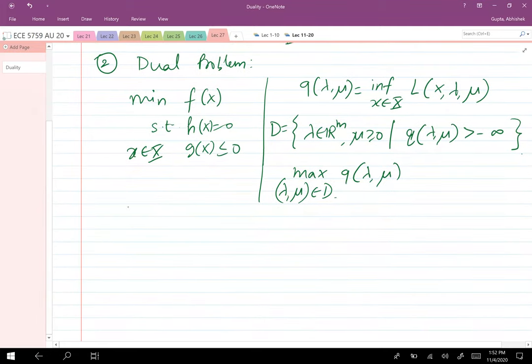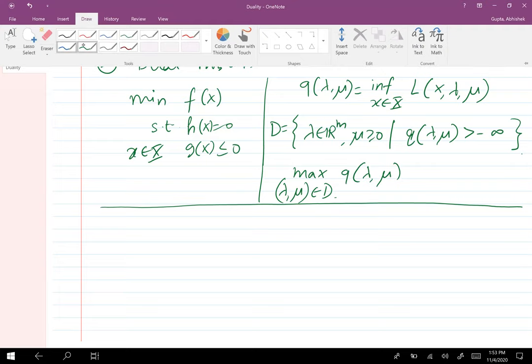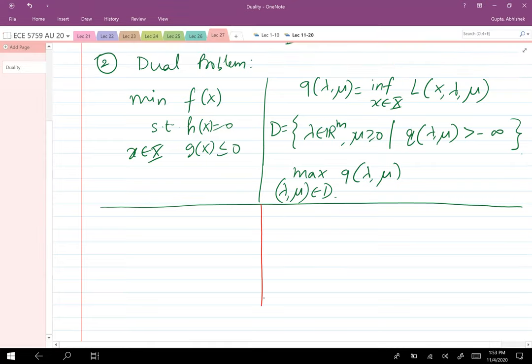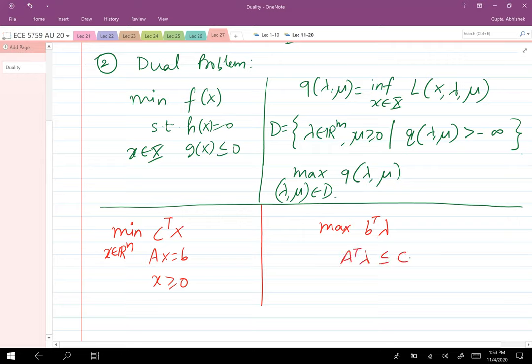And as an example of this dual problem, we had studied the case of the linear programming problem. So I have minimum of c transpose x such that Ax is equal to b and x is greater than or equal to zero. The dual problem is max of b transpose lambda such that A transpose lambda is less than or equal to c.